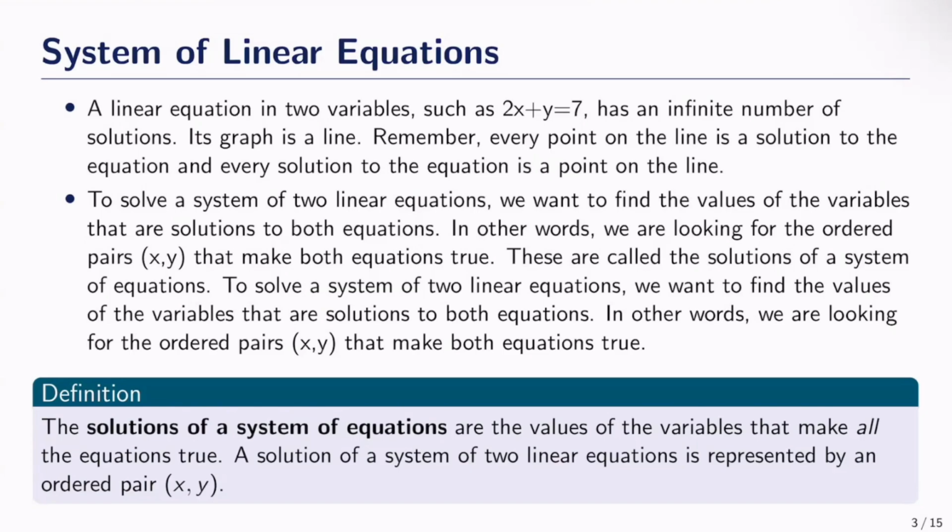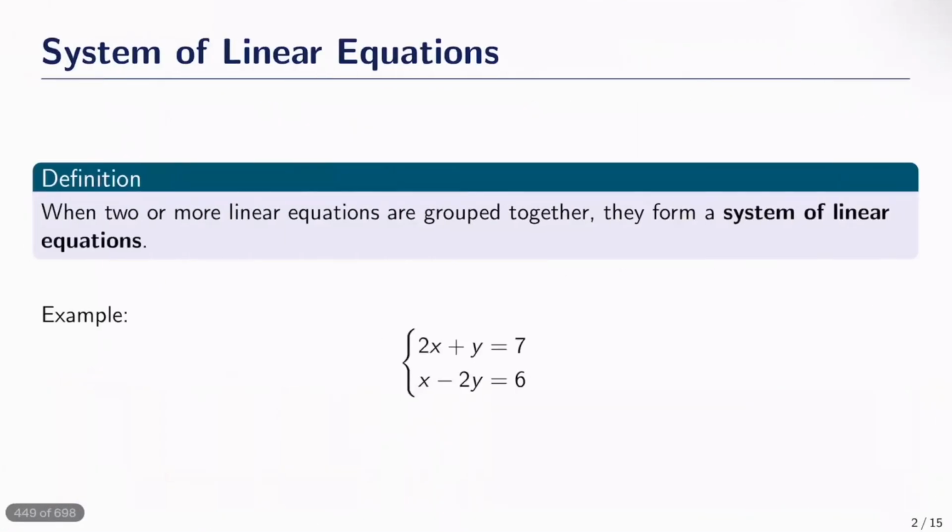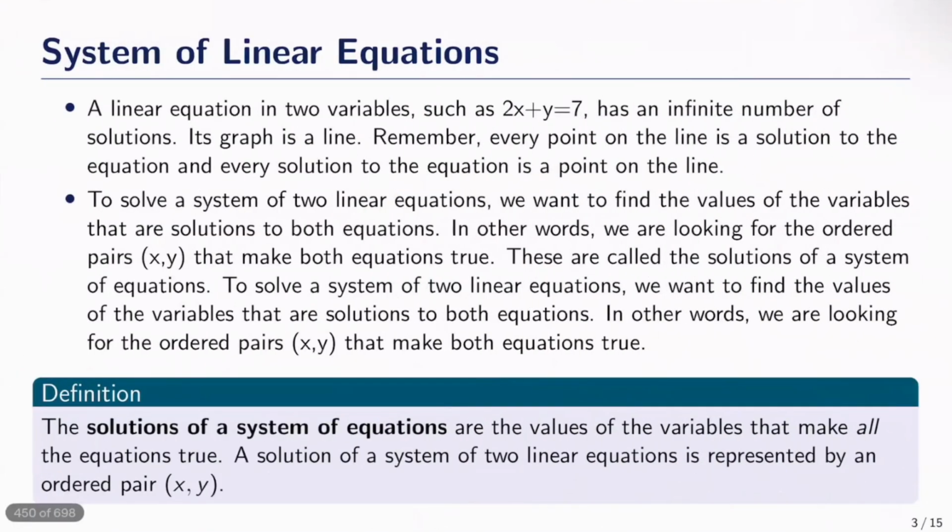Beautiful. Thanks. And so now we have, again, our formal definition. Solutions of a system of equations are simply the values of the variables that make all the equations true. So if we were going back to this sample example, we would have an ordered pair in the form of x comma y that makes both the first and second linear equation true. And once again, that ordered pair is always in the form of x comma y.